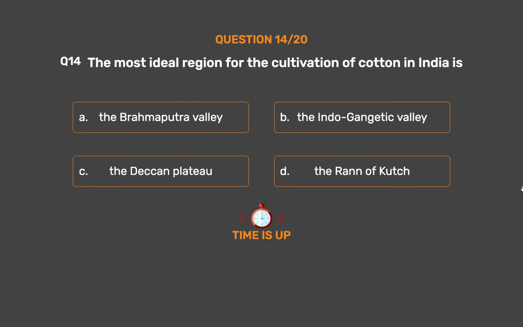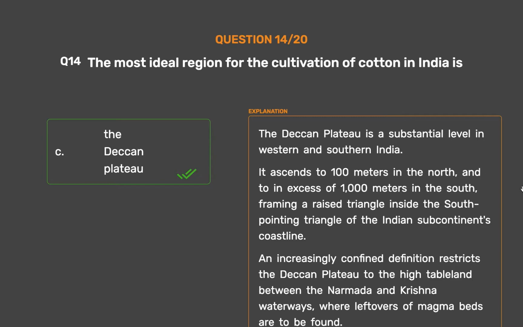The correct answer is Option C, the Deccan Plateau. The Deccan Plateau is a substantial plateau in western and southern India. It ascends to 100 meters in the north and to in excess of 1000 meters in the south, forming a raised triangle inside the south-pointing triangle of the Indian subcontinent's coastline. A more confined definition restricts the Deccan Plateau to the high tableland between the Narmada and Krishna waterways, where remnants of magma beds are to be found. Its name is derived from the Sanskrit Dakshina, signifying south.